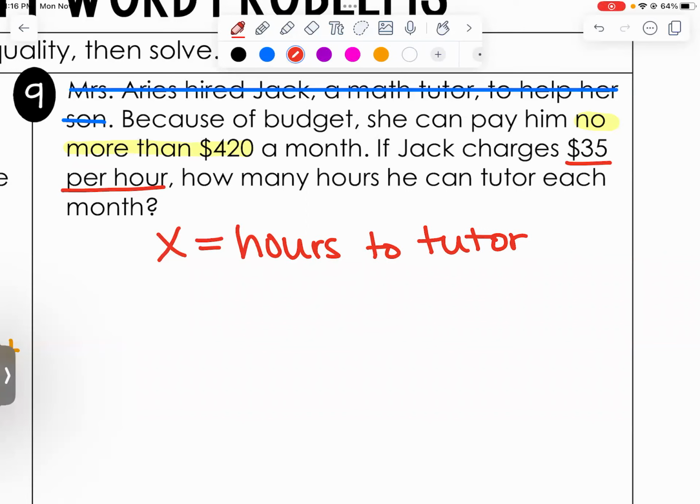Okay, now let's go look for our inequality phrase. Do we have one? What did I highlight? No more than. Okay, so no more than means what sign? Okay, so no more than 420 means less than or equal to 420.